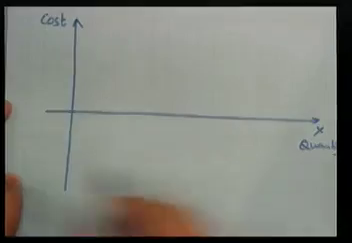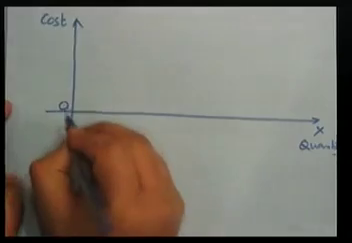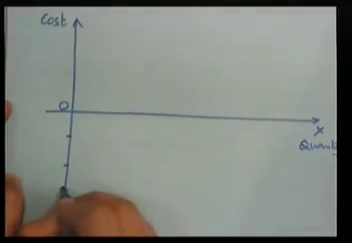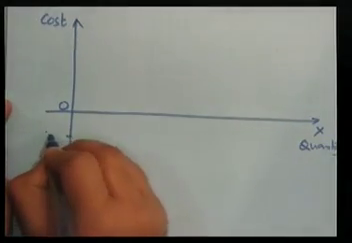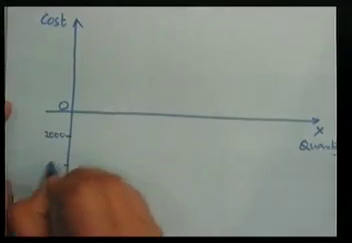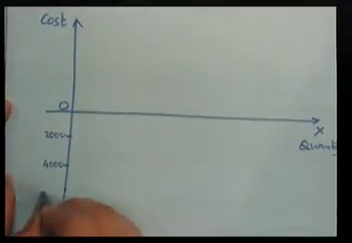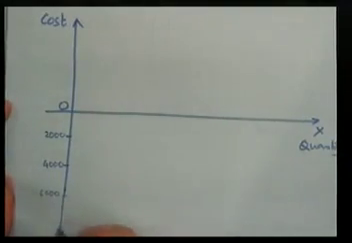Now, what I do is I take the data for product A. For product A, my fixed cost is 4,000. Let us say this is 0, this is the negative value. So, let us say 4,000, and this is 2,000, 4,000, 6,000, 8,000, like that.